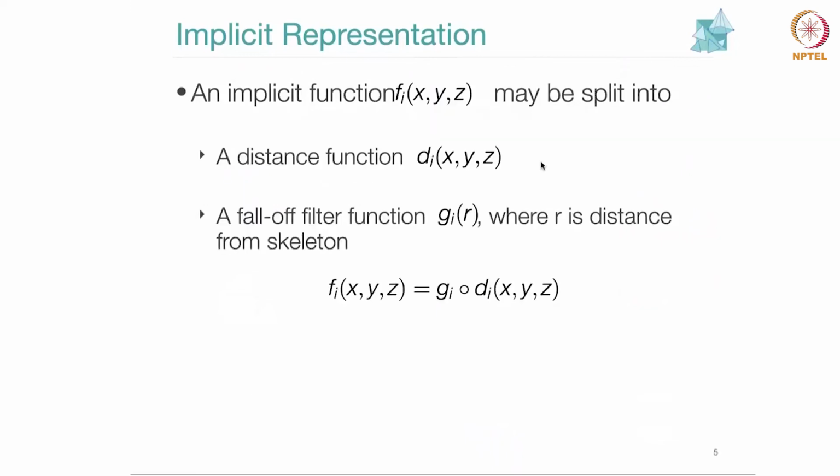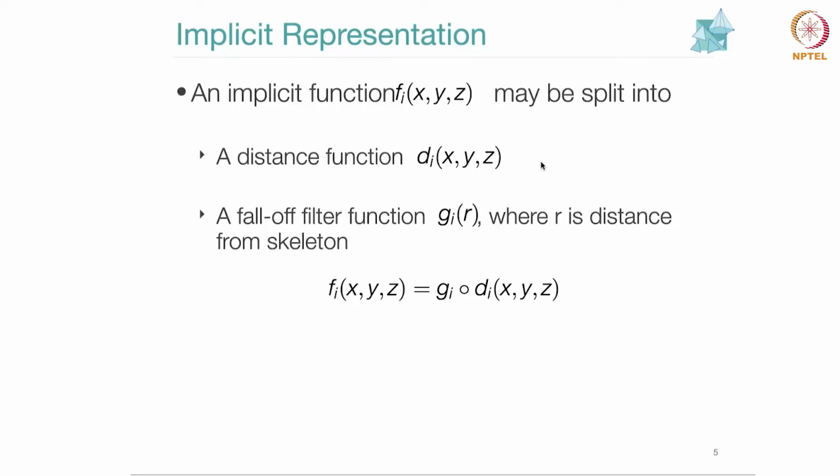Now, as I said, an implicit function may be split. When I want to do modeling, I want to split it into a distance function and a fall off filter function, right? Now, two things here. A distance function is an implicit function. Basically, what it says is that for every point, it will give me a value, right? That value is the distance value measured from a certain surface, right?